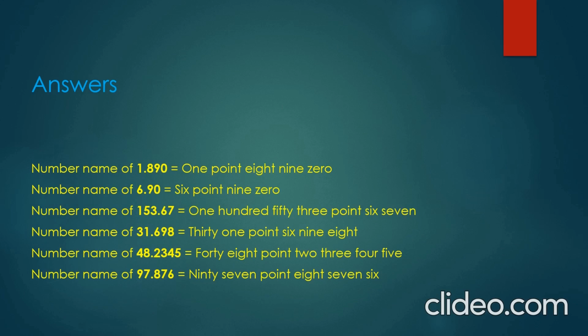Answers to the questions which were given in the previous slide. Number name of 1.890 is one point eight nine zero. Number name of 6.90 is six point nine zero. Number name of 153.67 is one hundred fifty-three point six seven. Number name of 31.698 is thirty-one point six nine eight. Number name of 48.2345 is forty-eight point two three four five. Number name of 97.876 is ninety-seven point eight seven six.